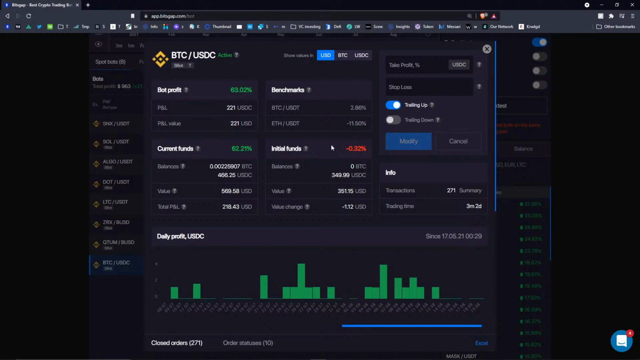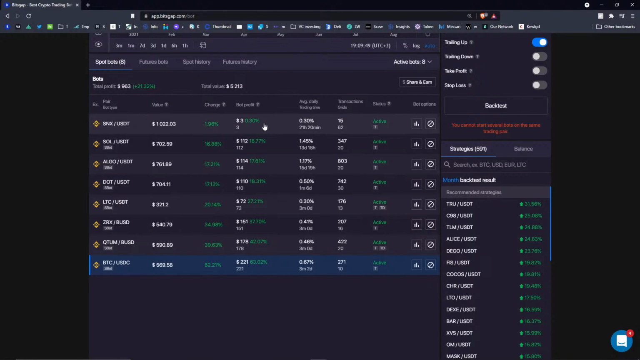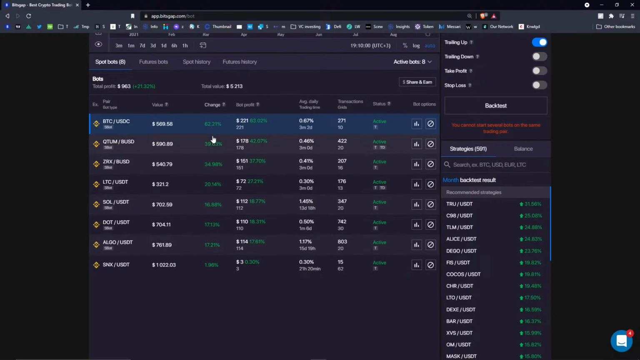Okay, so that's the thing you can use just to compare whether or not your bot performance is justified compared with the simple hodl strategy. Okay, so the best performing asset, let's see, I can sort my column by the best performer, and that's Bitcoin and Quantum in this case.